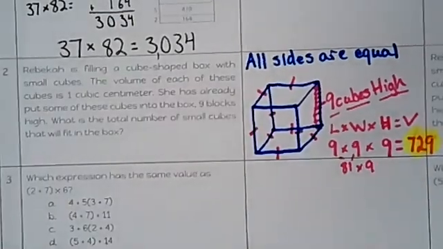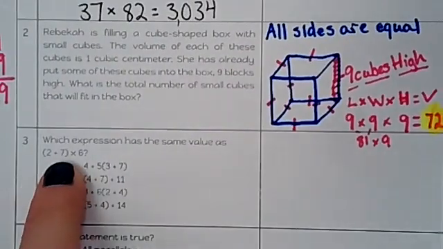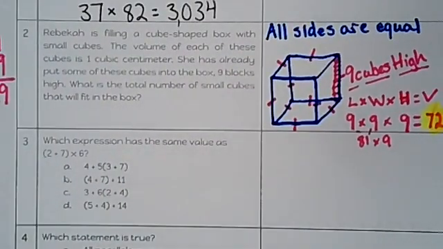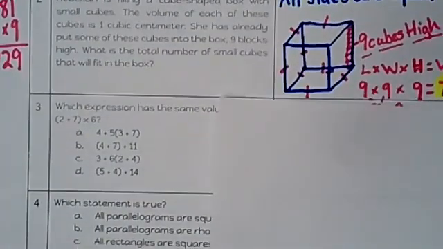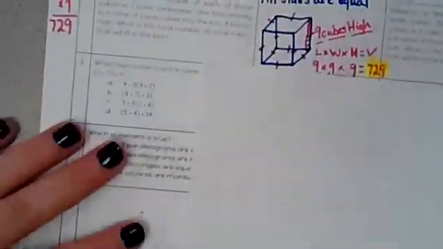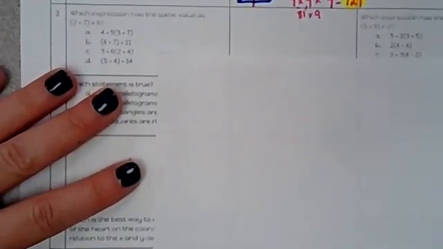All right, next one. Which expression has the same value as 2 plus 7 times 6? All right, well, first off, get out another sheet of paper because you have promised me that you are not going to be scared to use extra paper to solve things. Okay, so here we go.